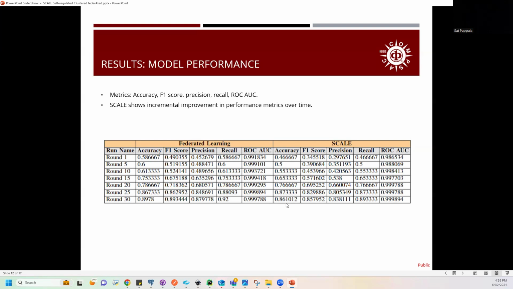Although there is a huge communication reduction, which I will cover in the next slide, the accuracy hasn't fallen much. As you can see, the different F1, precision, recall, ROC, AUC scores remain almost the same. The accuracy just dropped like 1% or 2%.